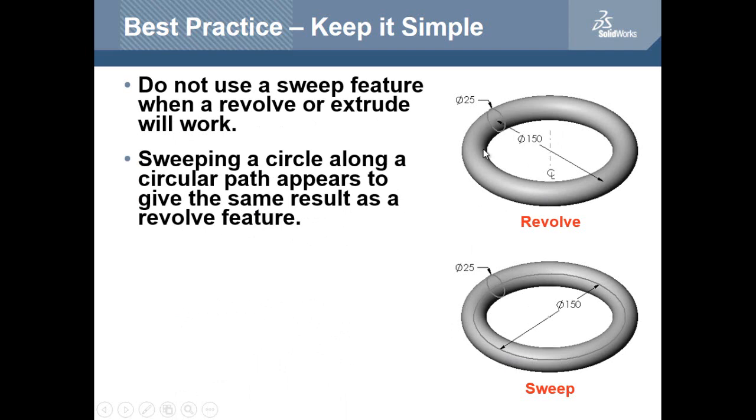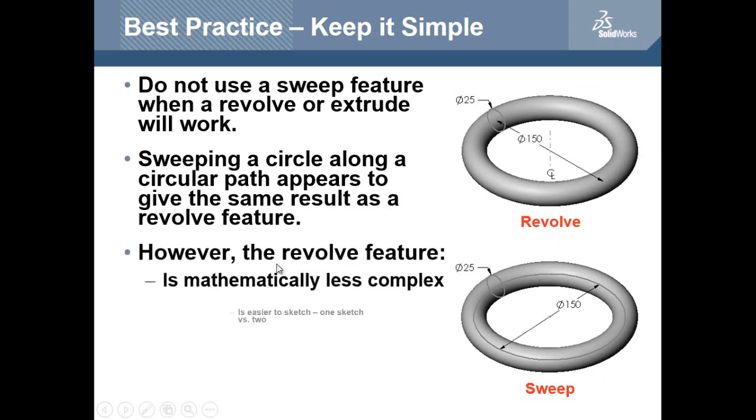So this is a circle, then it was revolved around this axis, and then this is a sweep, this is a circle, then a line is drawn in a circle across it into center, and then it's swept through the same position. However, the revolve feature is mathematically less complex and easier to sketch, one sketch versus two. So this is easier for the computer to do, and easier for you to do also. The end.